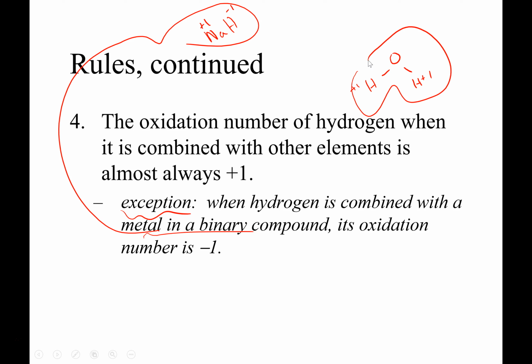Do you see how these hydrogen atoms in water are different than your H2 gas? Because your H2 gas was in uncombined elemental form. These two hydrogens are part of a molecule, a water molecule. So go with +1 unless it's combined with a metal. Okay?